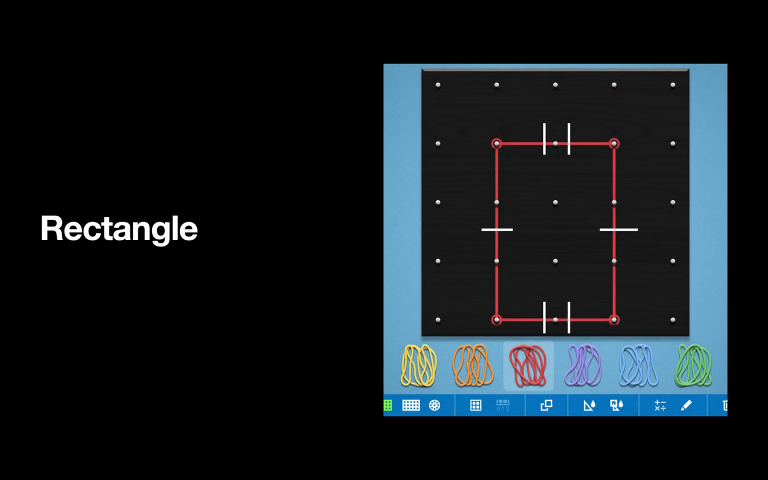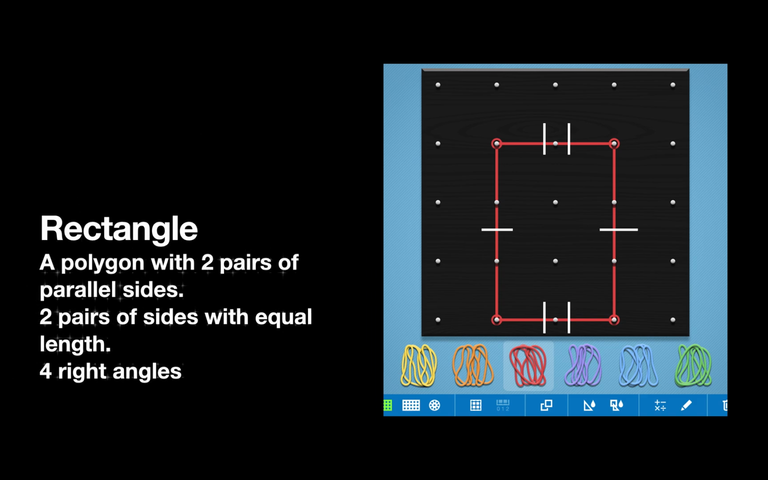A rectangle has two pairs of parallel sides, two pairs of sides with equal length. You can see that the sides on the left and the right of this shape are the same length, and the sides on the top and the bottom are the same length. And that's why those little tick marks are there to show you that those are the same lengths of sides. And it has four right angles or square corners.